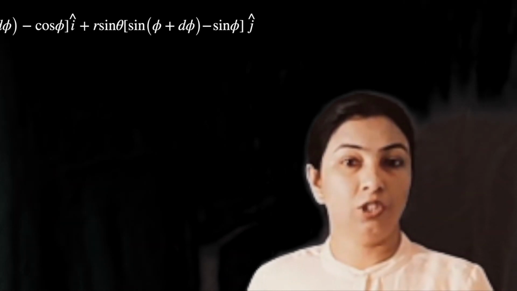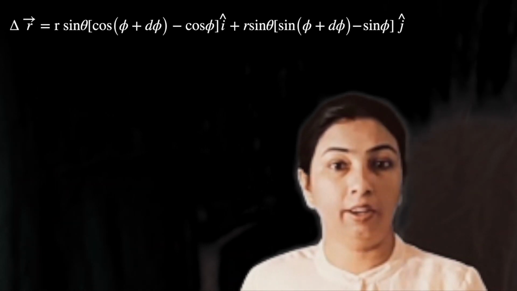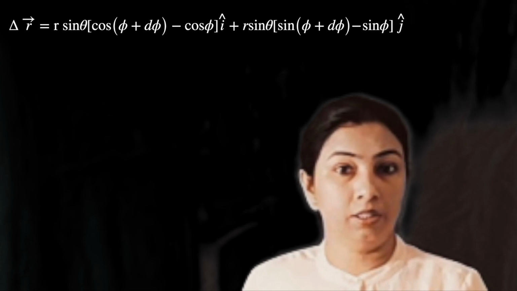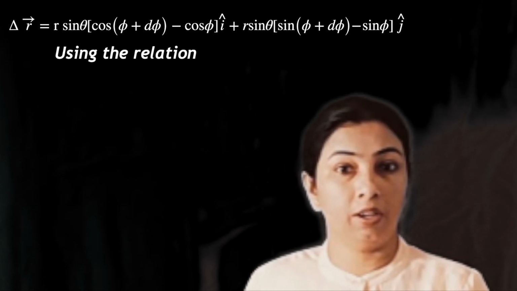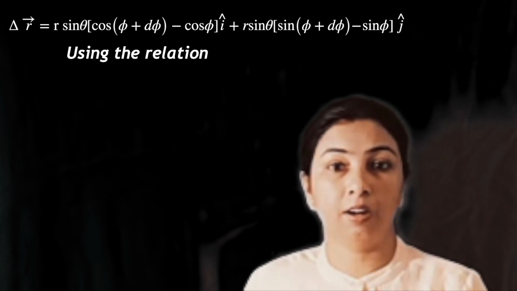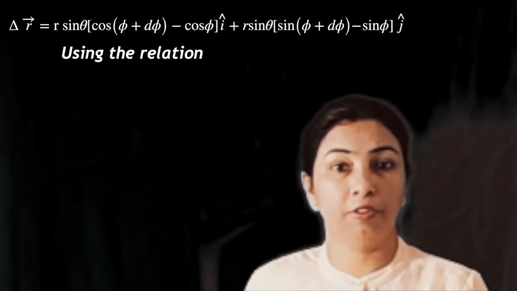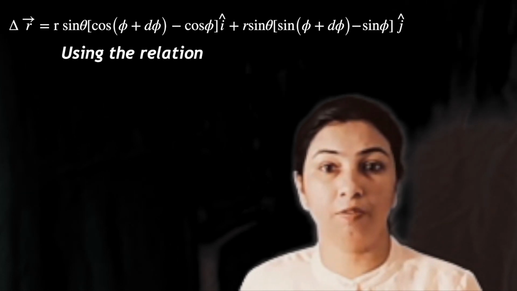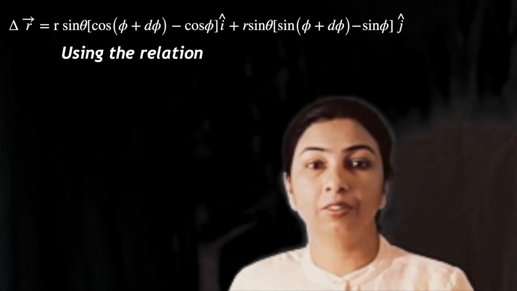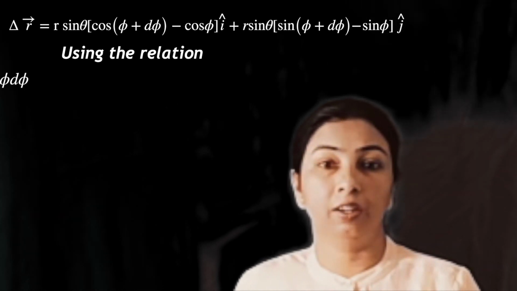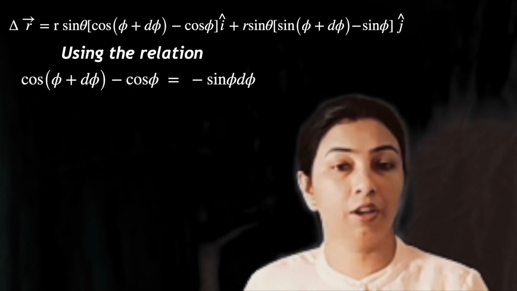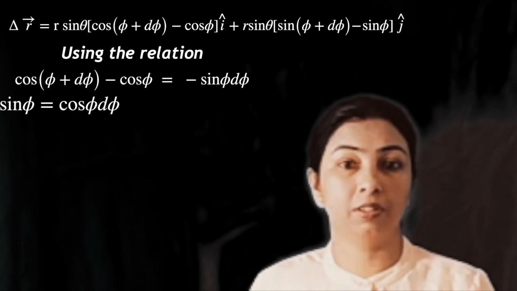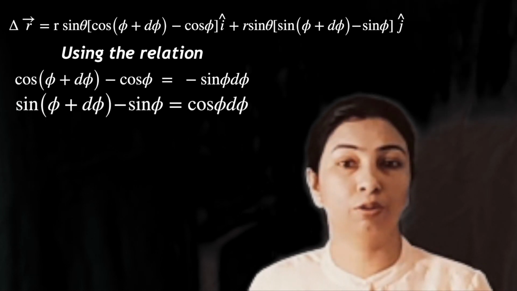We get the change in position delta r equal to r sin theta [cos(phi + d phi) − cos phi] i cap plus r sin theta [sin(phi + d phi) − sin phi] j cap, using the relations cos(phi + d phi) − cos phi equal to −sin phi d phi and sin(phi + d phi) − sin phi equal to cos phi d phi.